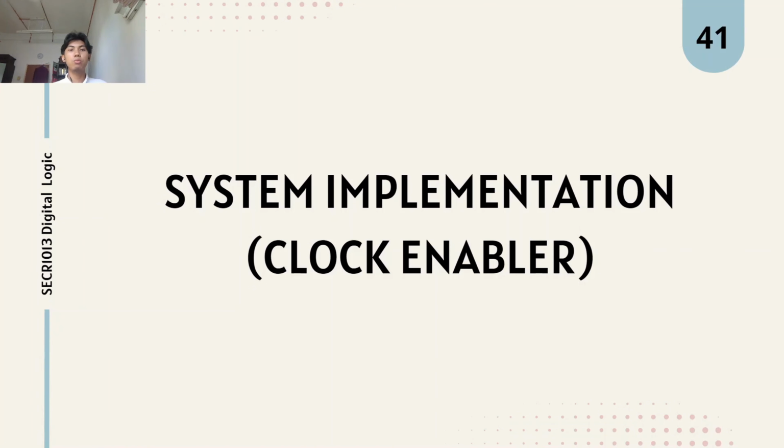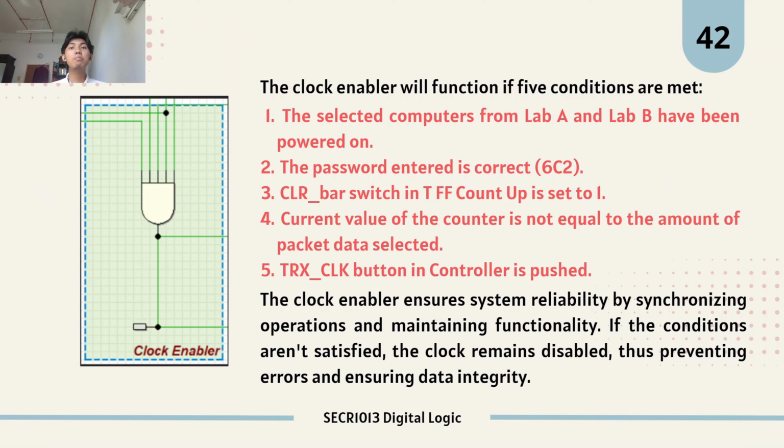Let's see the next one, which is the clock enabler. The clock enabler will function if 5 conditions are met. For the first one, the selected computers from Lab A and Lab B have been powered on. Next, the password entered is correct, which is 6C2. Then, the clear bar switch in the T flip-flop counter is set to 1. Next, the current value of the counter is not equal to the amount of packet data selected. And lastly, the TRX clock button in the controller is pushed. The clock enabler ensures system reliability by synchronizing operation and maintaining functionality. If the conditions are not satisfied, the clock remains disabled, thus preventing error and ensuring data integrity.